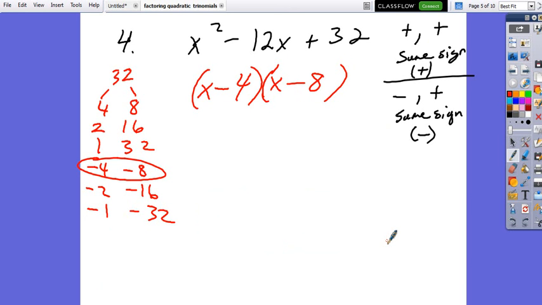So the rule is simple. If you've got positive, positive, obviously you're going to have positives. If you've got negative, positive, you're going to have negatives. The same sign positive if you have positive, positive. Same sign negative if you have negative, positive.